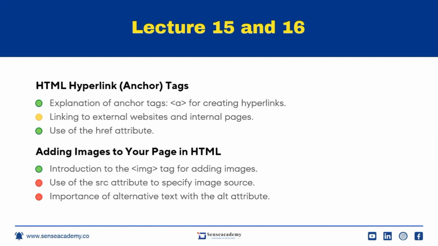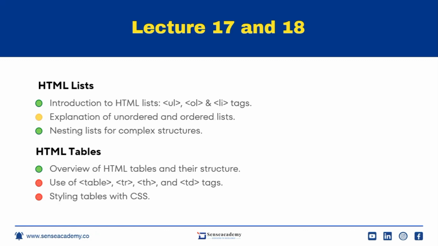Then, in the upcoming video lecture, we will explore HTML lists. There are two main types, unordered list and ordered list. Unordered list uses bullets, whereas ordered list uses numbers. I will show you practical examples and explain their use cases. Then we will learn about HTML tables. We will explore how to create tables using tags like table, tr, th, and td. I will also show you how to make tables look nice using CSS.